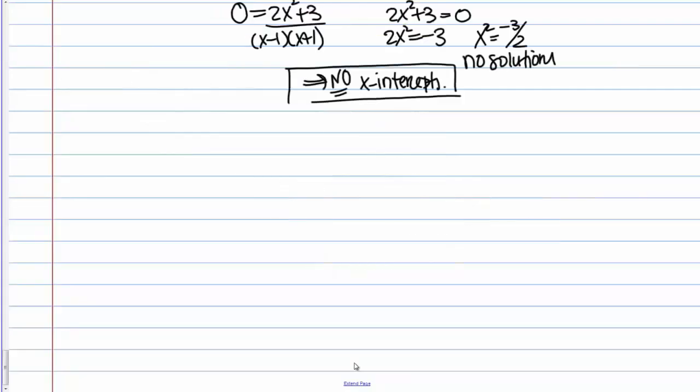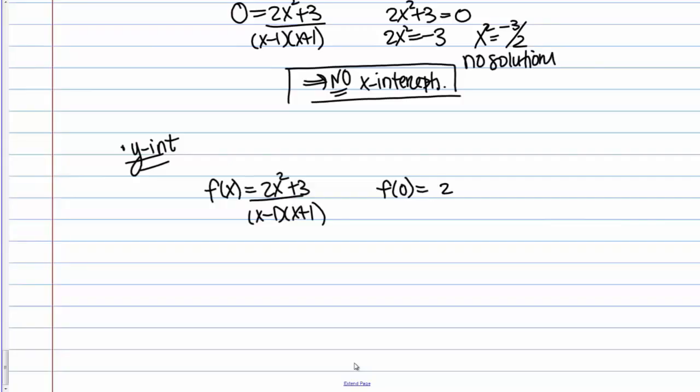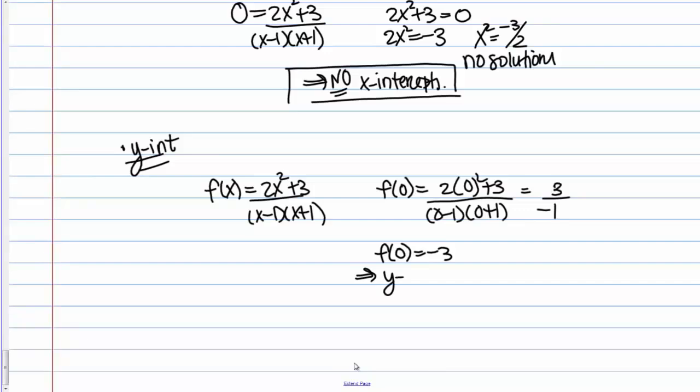What about y-intercepts? Y-intercepts are found by setting x equal to 0. So once again, I want to evaluate f of 0. Plug in 0 for x, and I get 3 on the top, negative 1 on the bottom. We found this before as well, when we found that local maximum. So f of 0 equals negative 3. Or I could also say there's a y-intercept at negative 3.